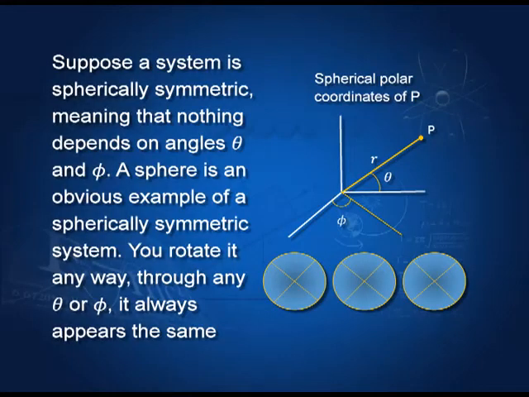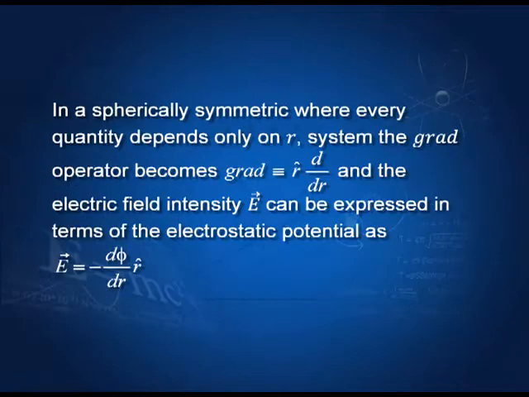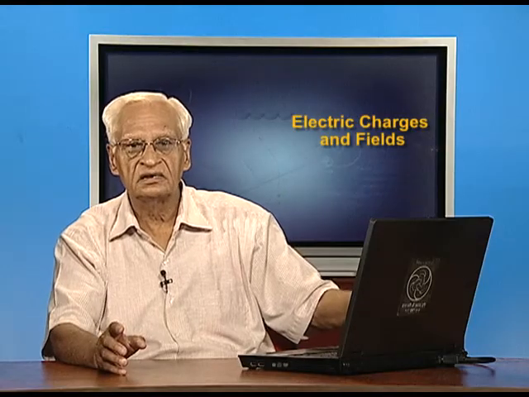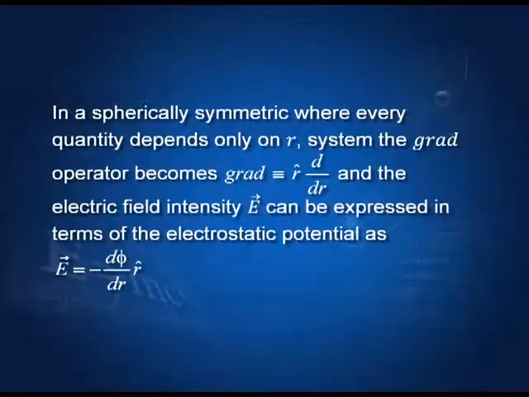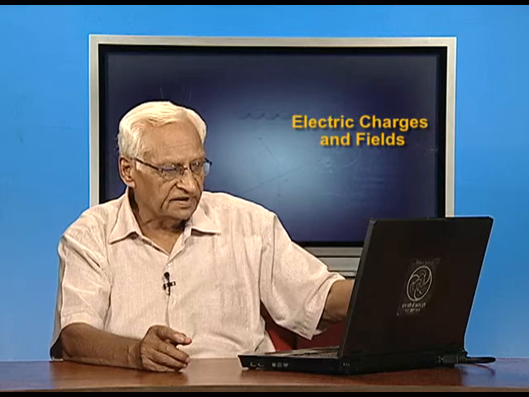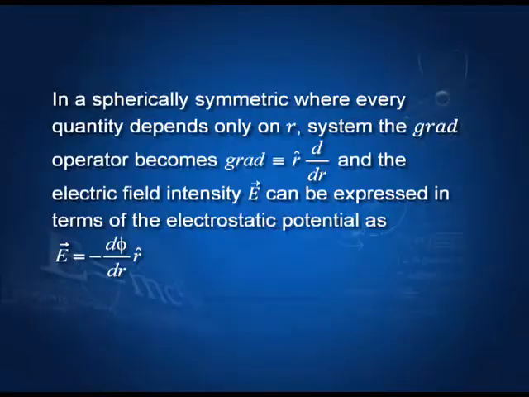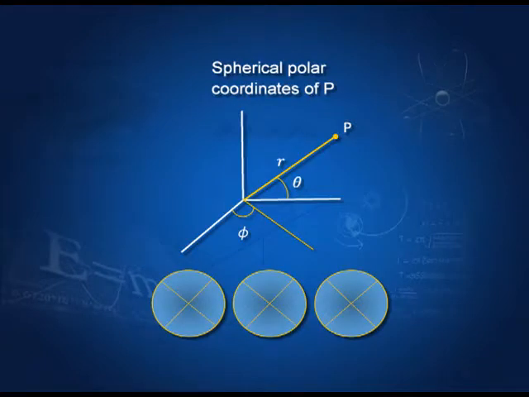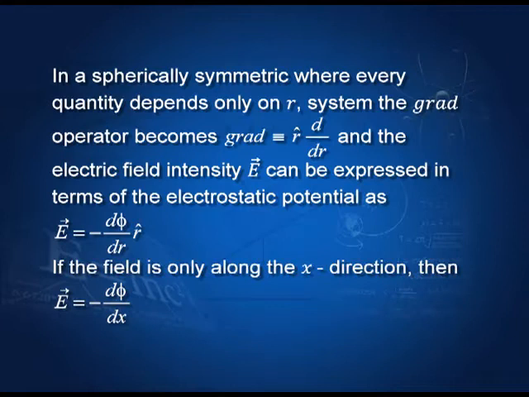If there is a spherical symmetry, then that gradient becomes r cap into d by dr, just simple d by dr. So, therefore, the electric field in a spherical system is given by minus d phi by dr r cap. This minus sign we shall take care of in a moment, I shall explain. If the field is only along the x direction, then E is equal to minus d phi by dx.